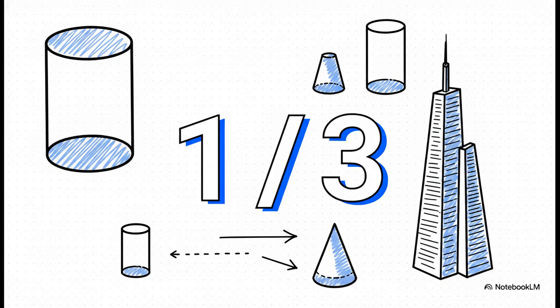So here is the absolute crucial takeaway. A cone will always, without fail, hold exactly 1/3 the volume of a cylinder that shares its exact dimensions. Literally always. It doesn't matter if we're talking about a microscopic thimble or a massive skyscraper-sized storage container. If the radius and height match, that cone is exactly 1/3 of the cylinder, period.